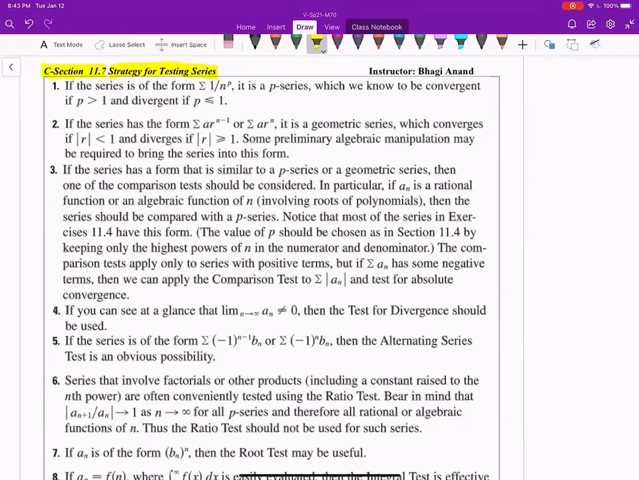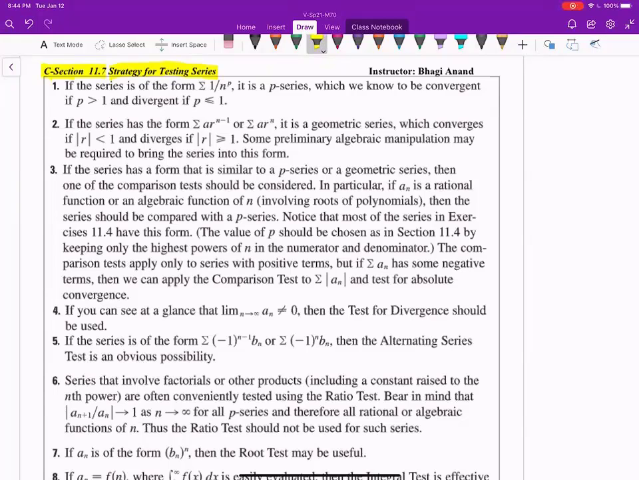Some of them were the test for divergence, the comparison test, the limit comparison test, and how geometric series and p-series could be applied in the comparison test, because we know the convergence when the geometric series converges and when the p-series converges, and so on. We also saw the integral test.